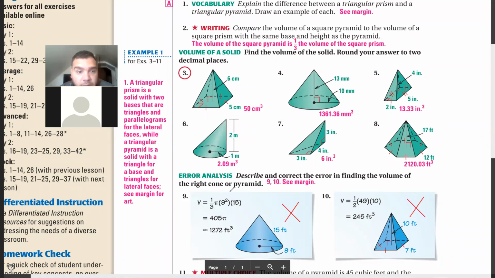Okay. All right. So first off, Jay, you have to decide what the base is because the equation is always volume equals 1/3. This is a pyramid for sure. Capital B base times height. The reason it's a capital B is because it represents more than just one dimension or variable.